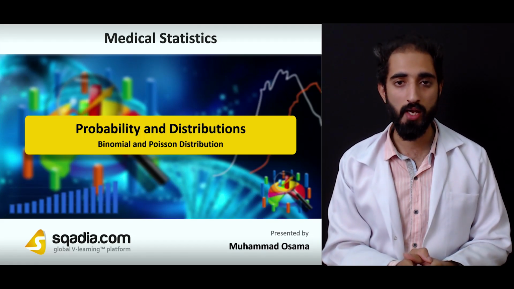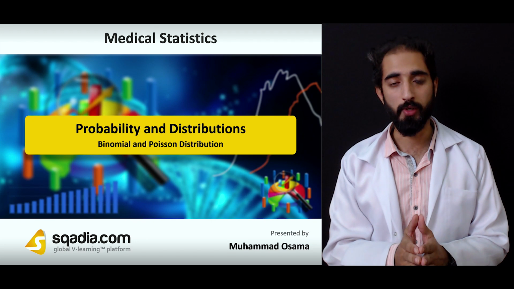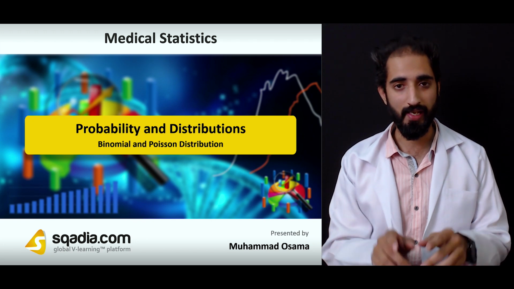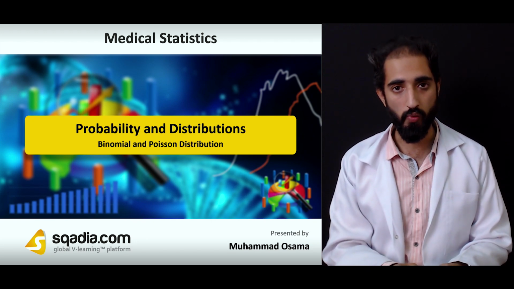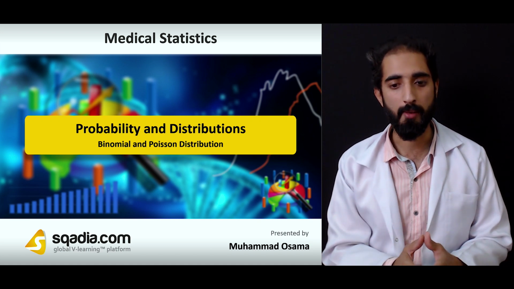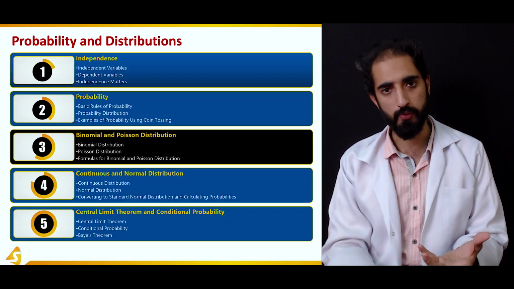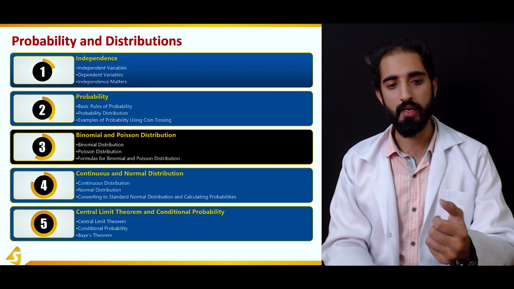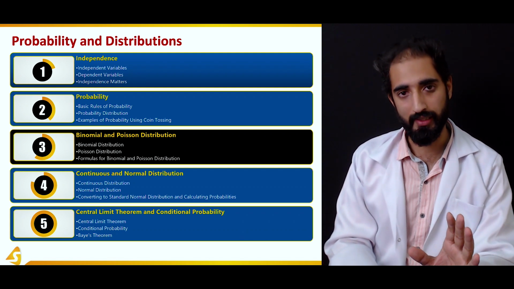My name is Vamo Sama, and we are talking about probability and distribution in medical statistics. This specific topic is about binomial and Poisson distribution, which are two different types of distribution. And we're also going to talk about them in detail.